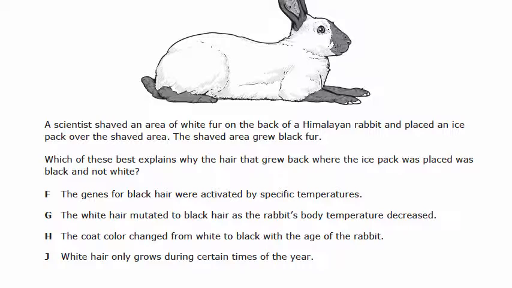Which of these best explains why the hair that grew back where the ice pack was placed was black and not white? F. The genes for black hair were activated by specific temperatures. G. The white hair mutated to black hair as the rabbit's body temperature decreased. H. The coat color changed from white to black with the age of the rabbit. J. White hair only grows during certain times of the year.